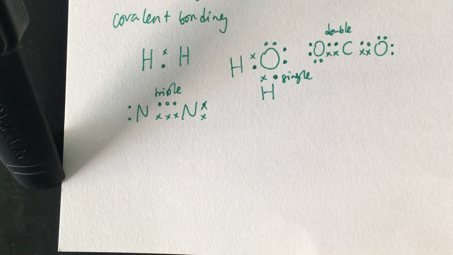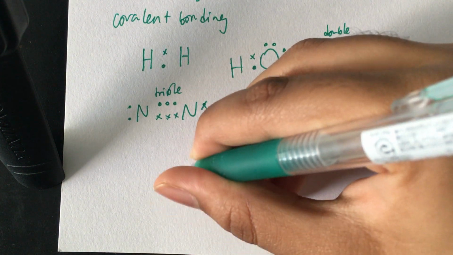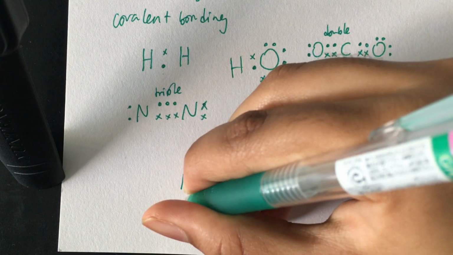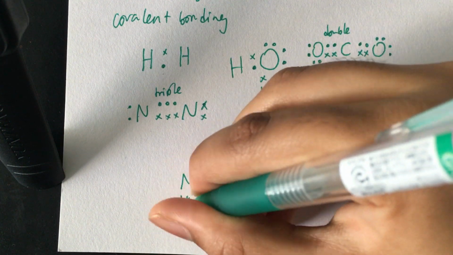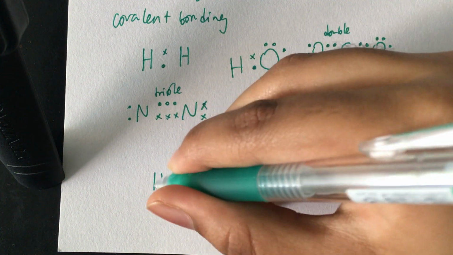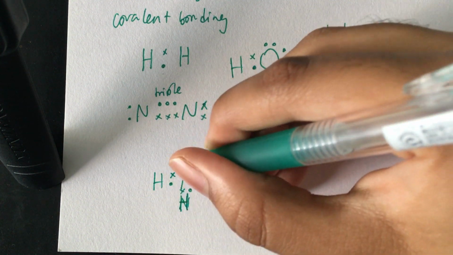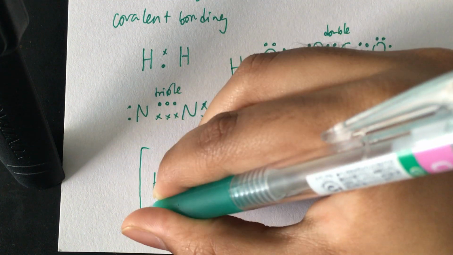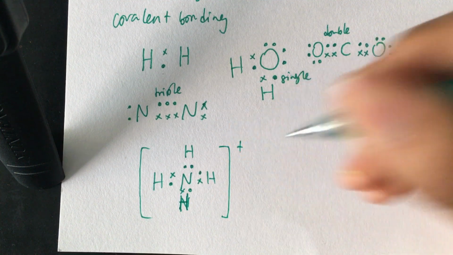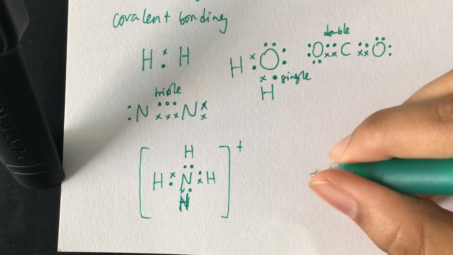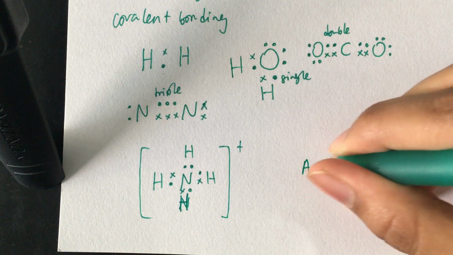But in coordinate bonding, it is technically covalent bonding, as you're sharing a pair of electrons, but in this scenario it's not both of them contributing, but one atom contributing the entire pair. The easiest places to see it are the ammonium ion and the aluminium chloride molecule, the dimer of aluminium chloride.